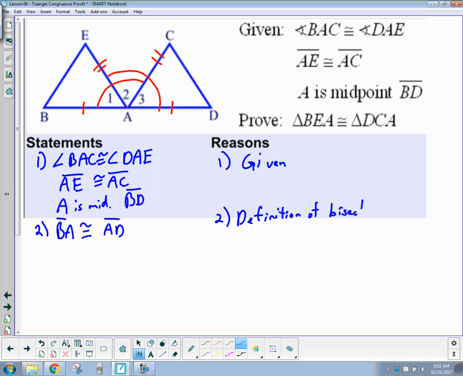Three, this is given that AE and AC are congruent. But you know, this reminds me of the overlapping segment theorem, but in this case, it's going to be the overlapping angle theorem. So we're going to take angle 1, it's going to be congruent to angle 3 because of overlapping angle theorem.